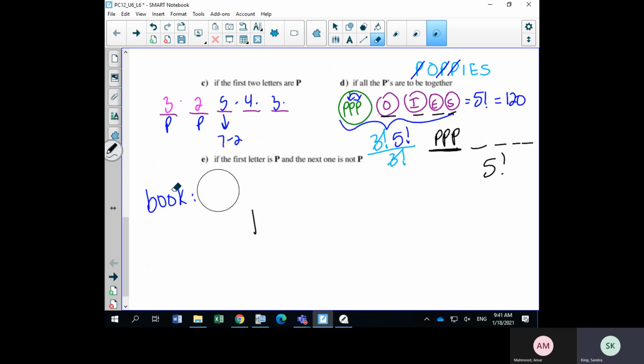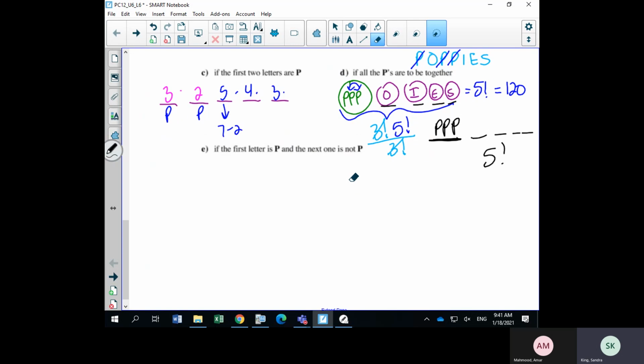And we're going to do one in the homework together that's very similar to this. If the first letter is P and the next one is not a P. Okay, so I'm going to show you just how I would do this one instead of how the book does it because I think it's more confusing. So poppies has 7 stages.